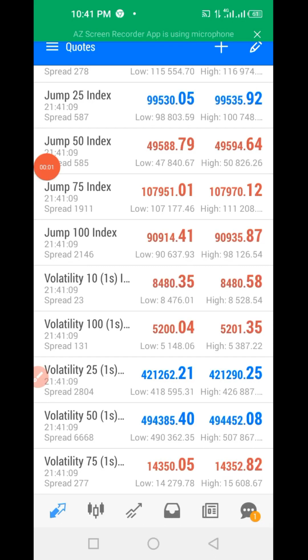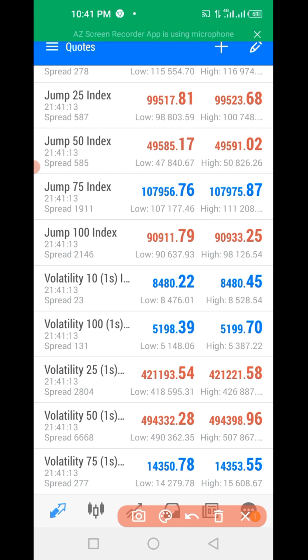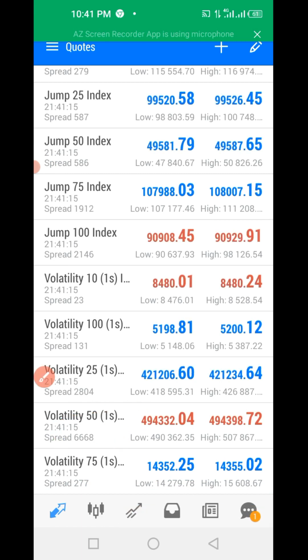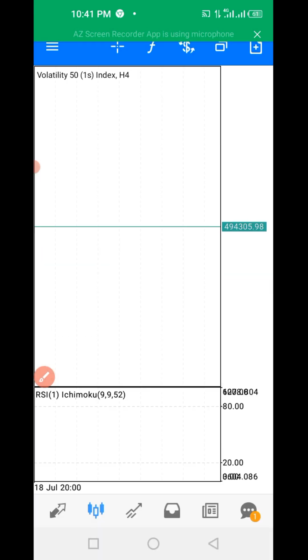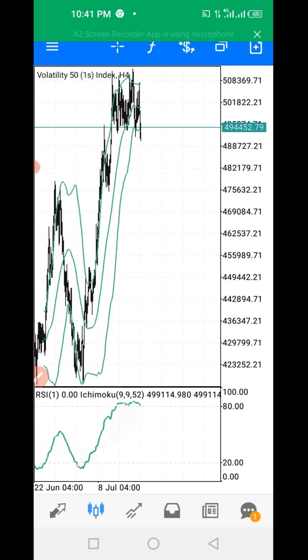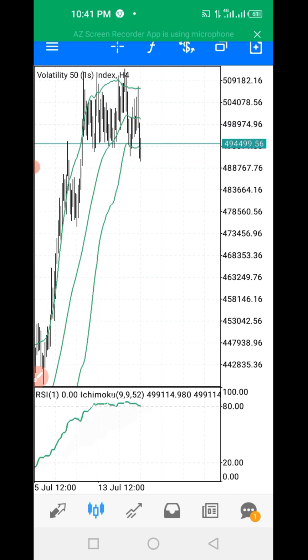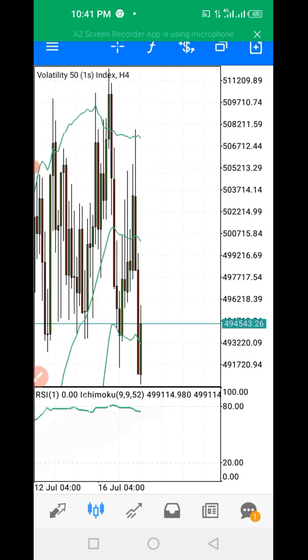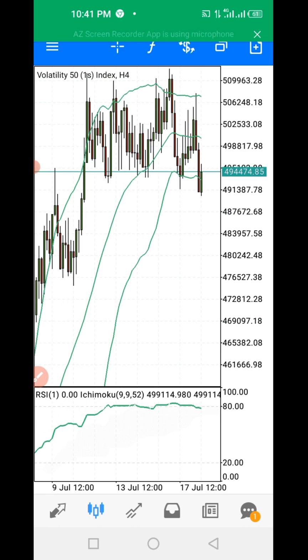Hello guys, now let's check volatility 51x, which is this one here. Let's just check anyone, let's see, we're on the 4 hours H4. Okay, on the H4, I just saw something that caught my interest. Now check this out, guys.